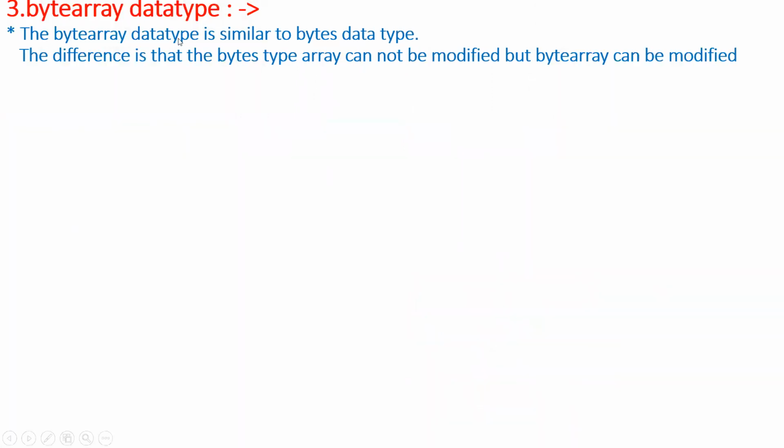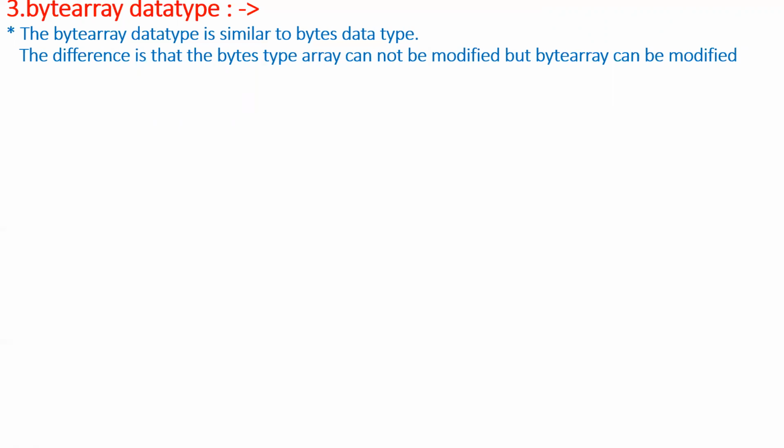Now the third one, bytearray. As I told you, bytearray and bytes are both the same. The only difference is the restriction in bytes. What is the third point I discussed? You can't do modification. You can't change the data once it is fixed. But in case of bytearray, you can change the information. You can do modification. Only this is the difference.